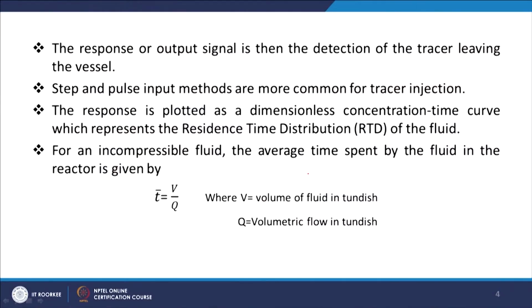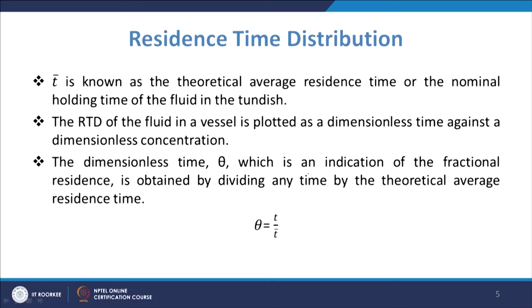This T bar which we have seen here, T bar is V by Q. V is the volume of the fluid in the tundish, and Q is the volumetric flow in the tundish. This T bar is known as the theoretical average residence time, or the nominal holding time of the fluid in the tundish. This is a theoretical value.